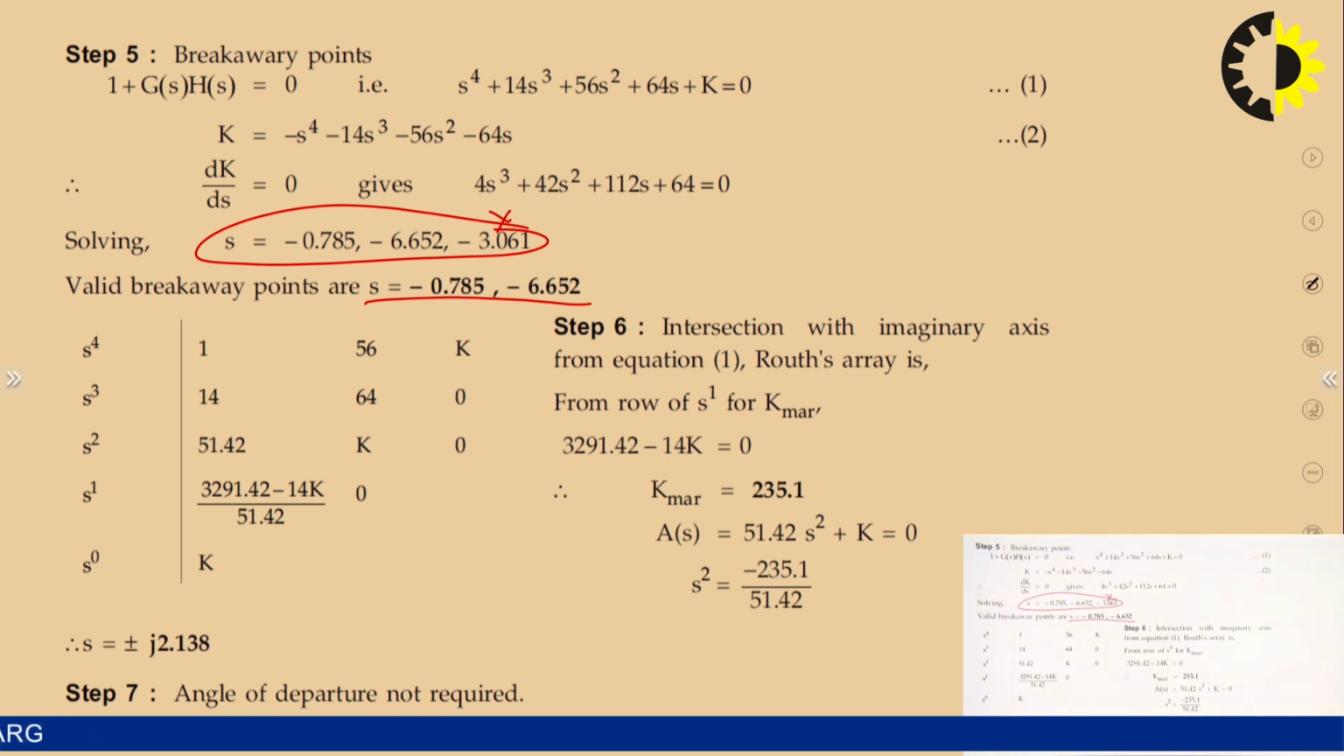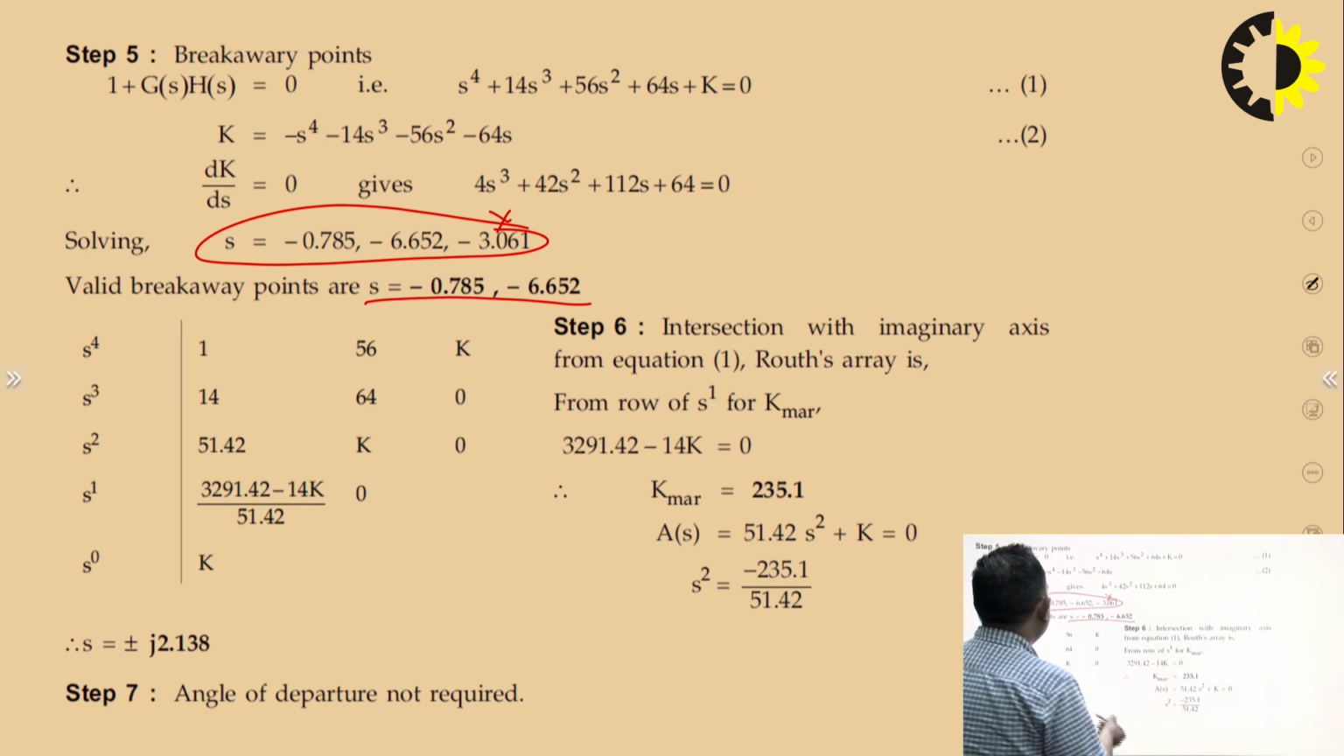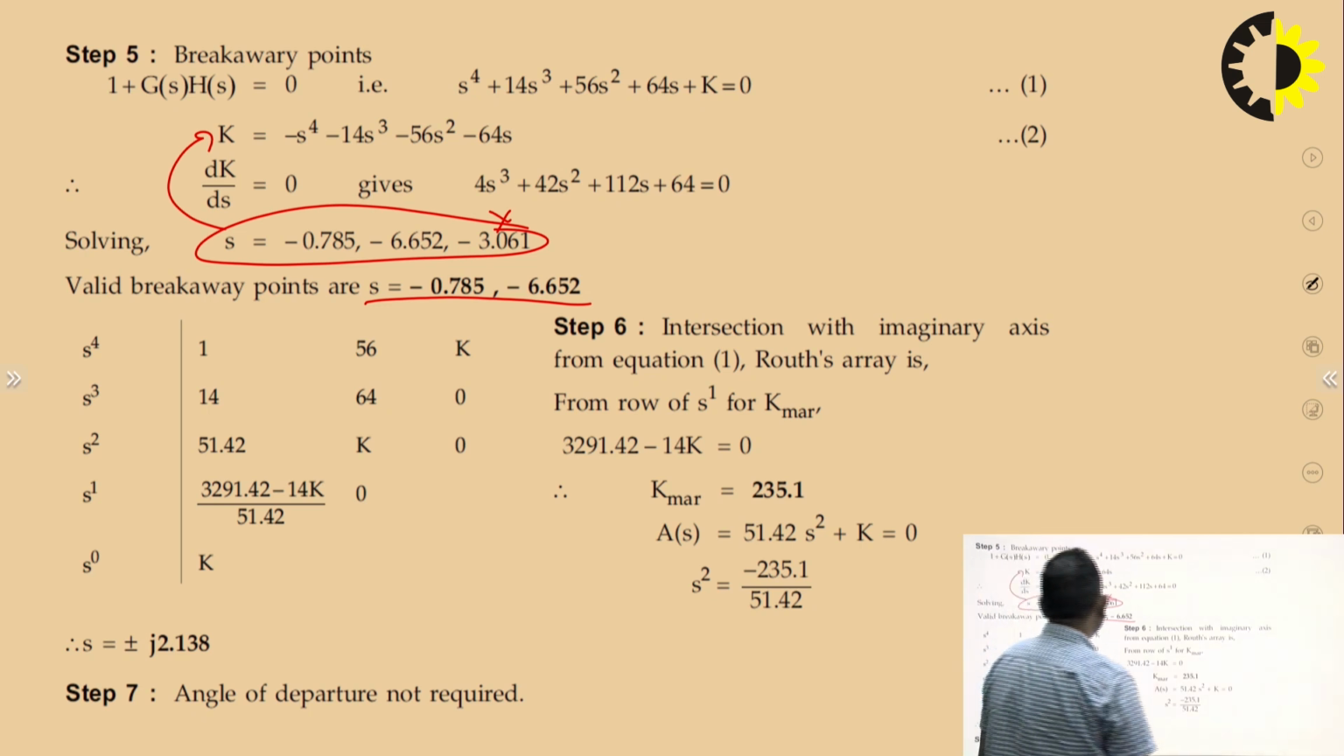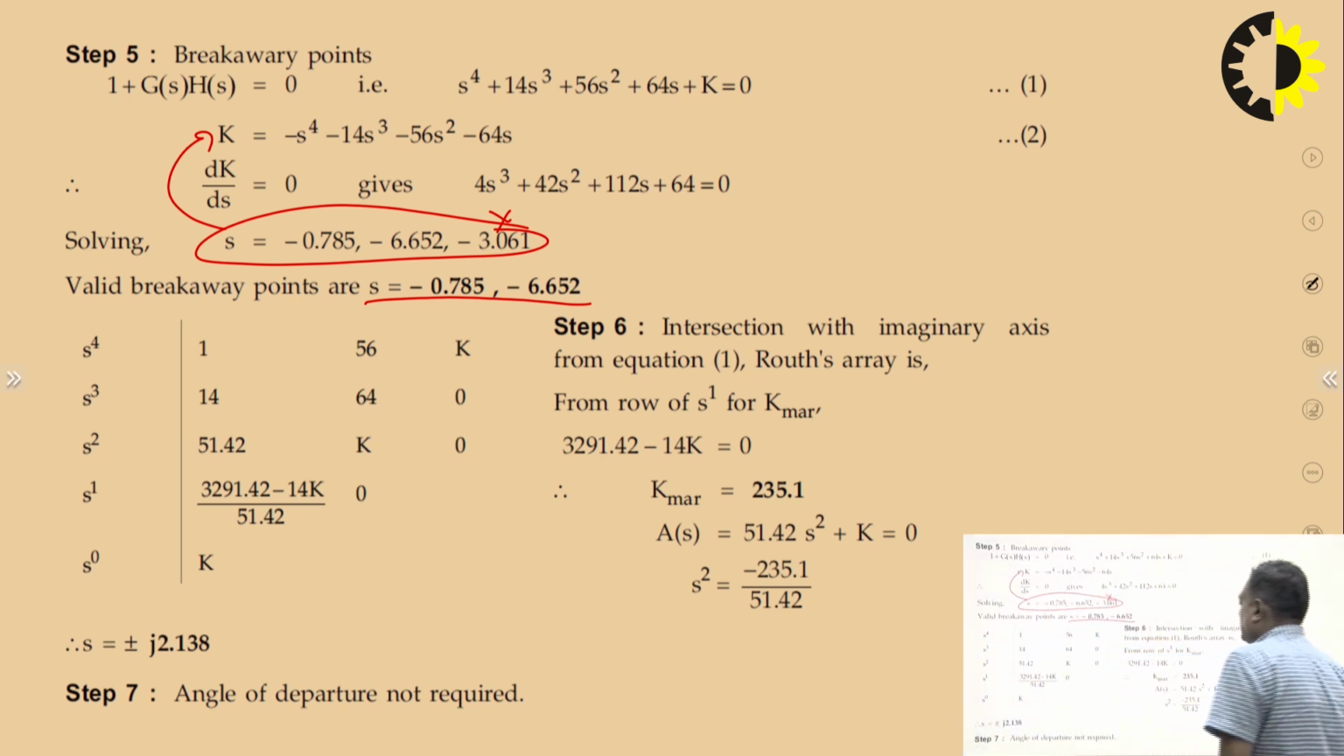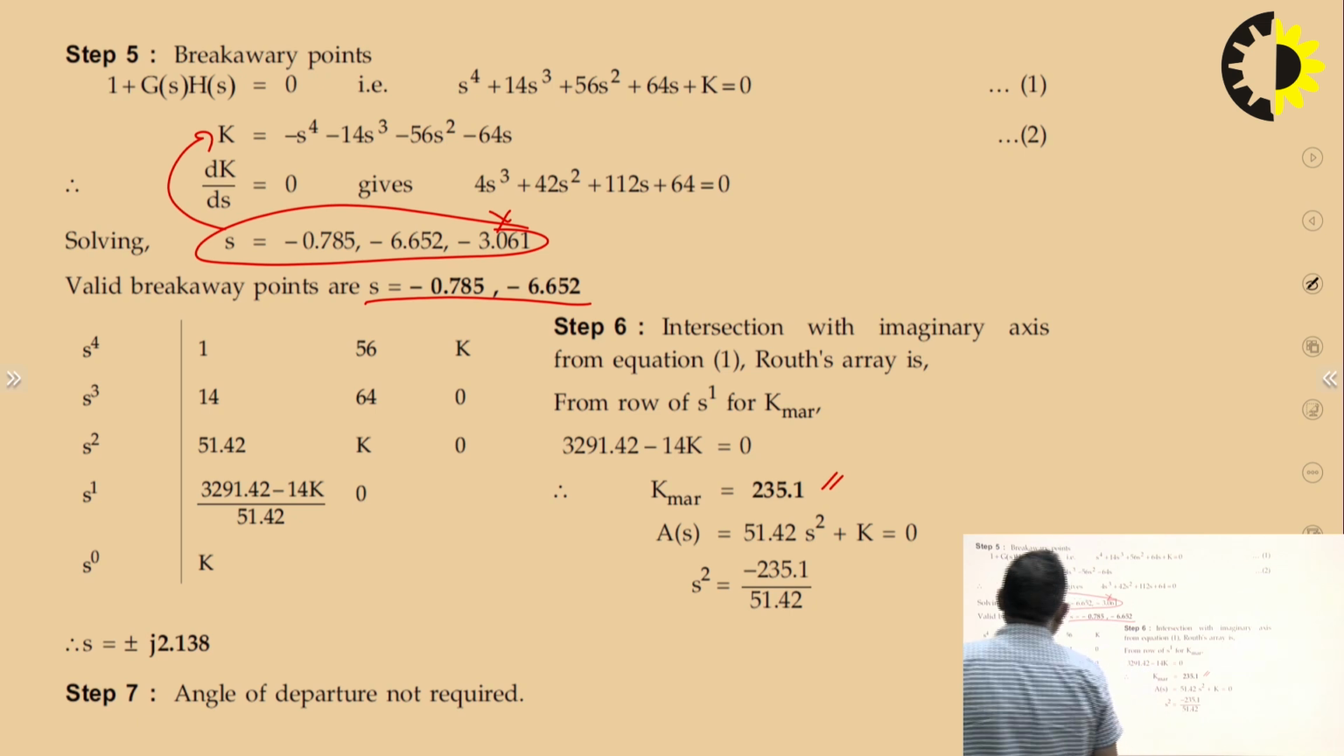You can also find the value of k by putting this value in the characteristic equation. If the value of k is positive, then the gain is positive for that particular root, so it is a valid breakaway point. Now we will apply the Routh theory. Our aim is to find the gain value at which it will cut the imaginary axis, and because there is no complex pole, no angle of departure is required.